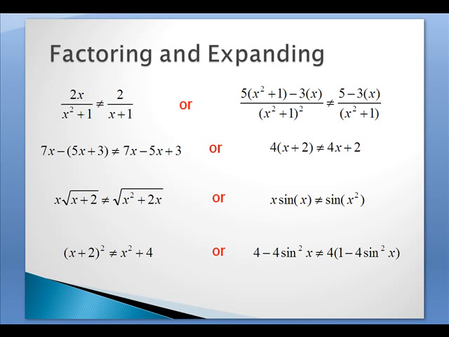In the denominator, if this 1 was instead an x, well then I can common factor an x out of the denominator first and then cancel that x with this x up here, and that would be true.